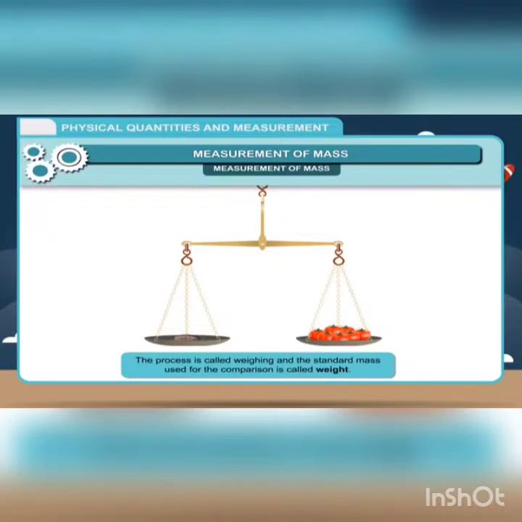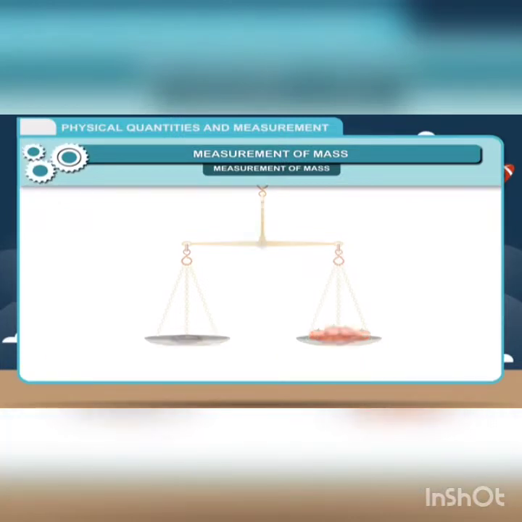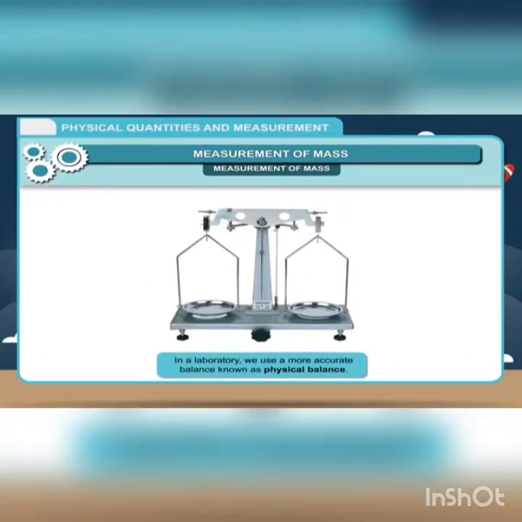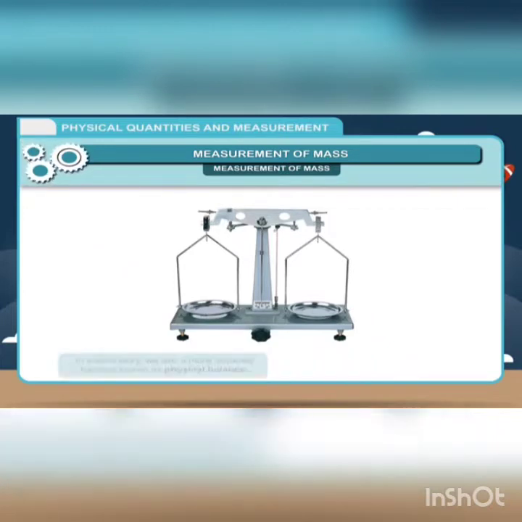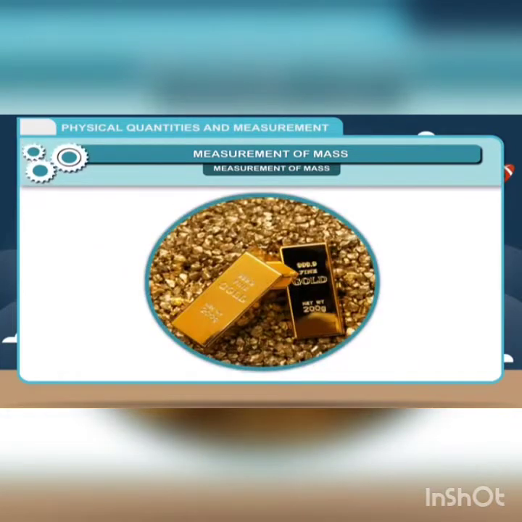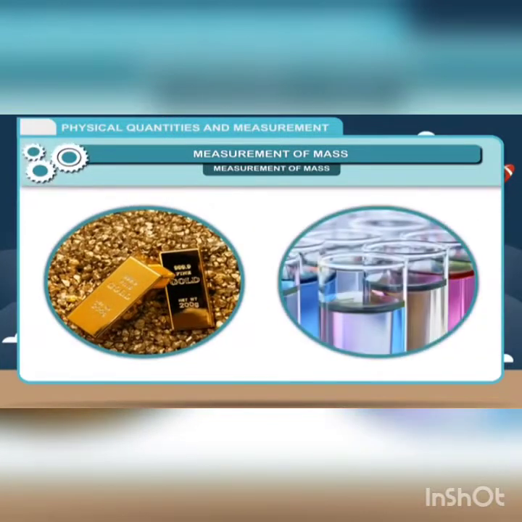The process is called weighing, and the standard mass used for the comparison is called weight. In a laboratory, we use a more accurate balance known as a physical balance. It is also used to measure the mass of gold, chemicals required for making medicines, etc. It is highly accurate in measurement.